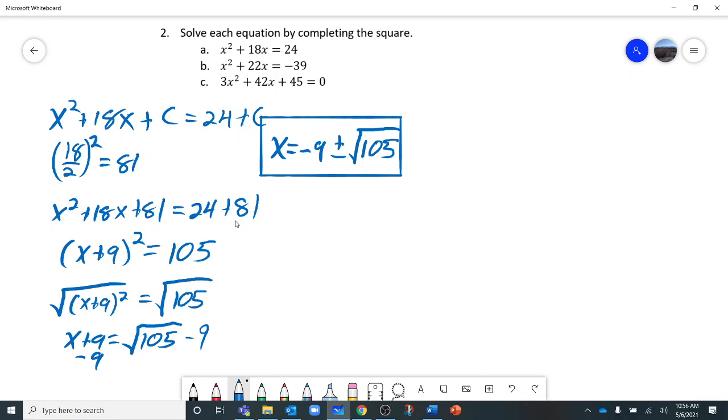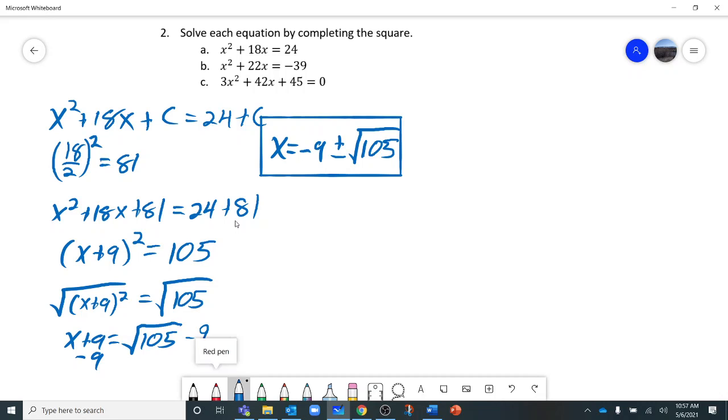You could get the decimal equivalent of the square root of 105. It's 10 point something. And you're going to have negative 9 plus that and negative 9 minus that. But for intents and purposes of this, we're just going to do x equals negative 9 plus or minus the square root of 105. Although it looks like on the actual study guide I gave approximate answers. So you would end up with 1.25 and negative 19.25, roughly.